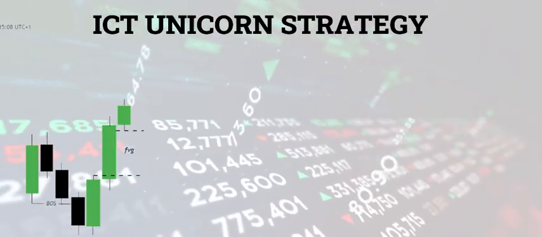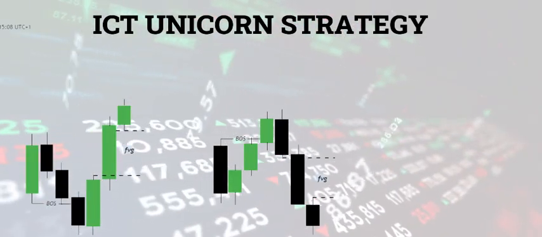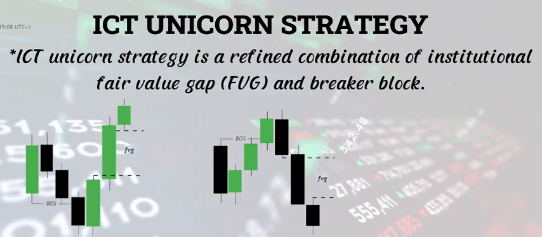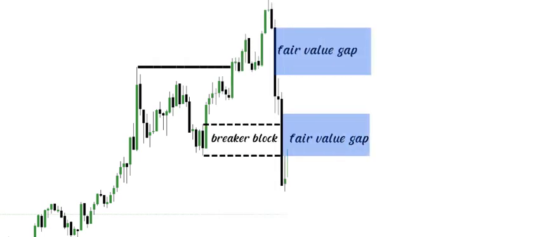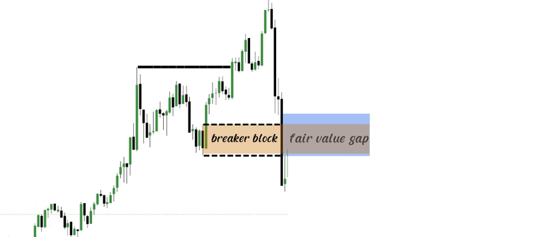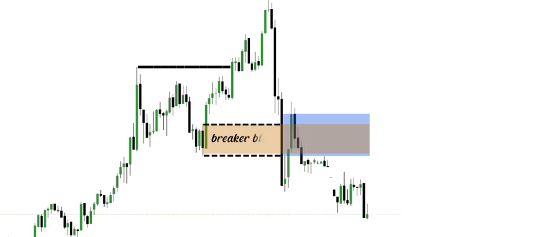The ICT Unicorn strategy isn't just another entry. It's a refined combination of institutional concepts, fair value gap, FVG, and breaker block. This strategy works because a breaker block overlaps with a fair value gap, creating a strong confluence zone and alignment of different setups pointing in the same direction. Institutions react heavily to fair value gaps. When combined with a breaker block, this zone becomes a high probability area to trade.